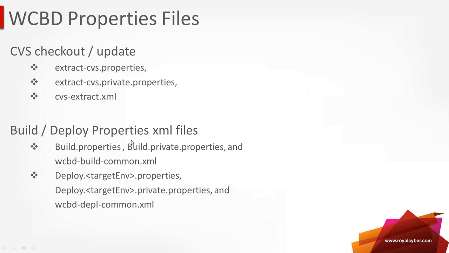And the extract files property files are used in the build properties. The CVS checkout is part of the build process, so these extract files are used from the build. They are referenced in the build.